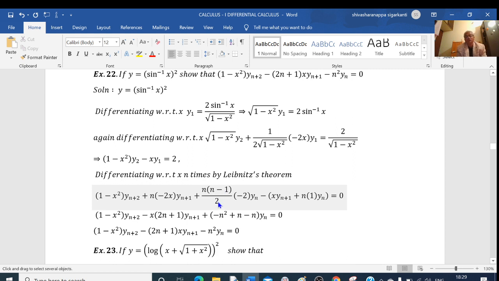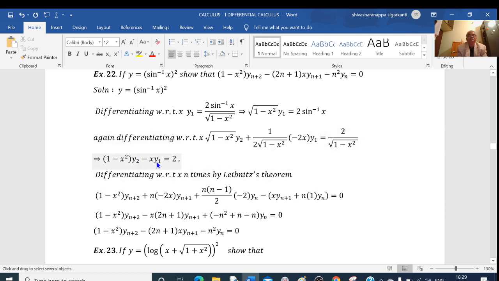2 factorial is the same as 2, into the derivative of minus 2x, which is minus 2, into the derivative of y one order less, y_n. The next term becomes 0 because the derivative of minus 2 is 0, so the next terms are all equal to zero. So this is the nth derivative of the first term, 1 minus x square into y2.